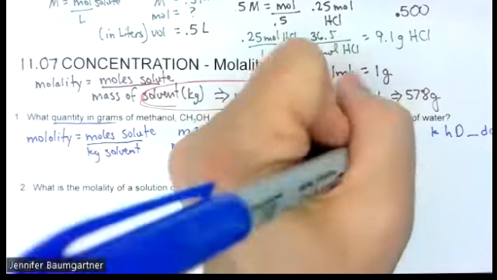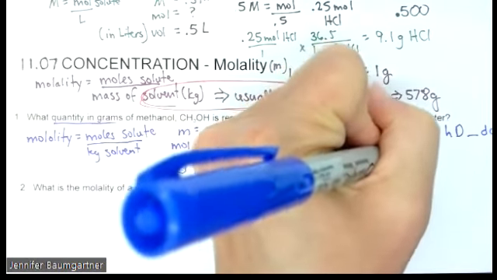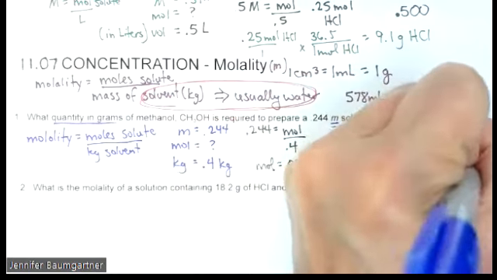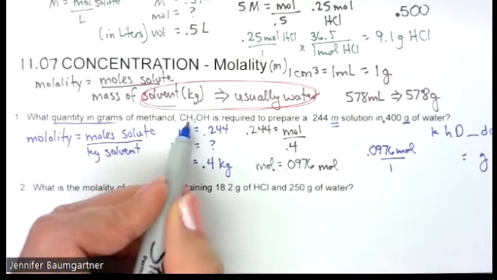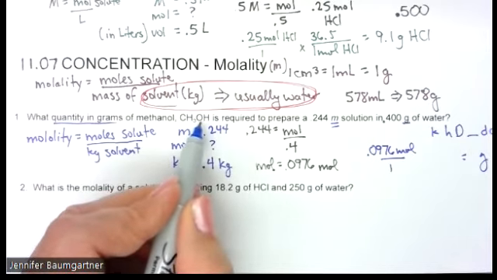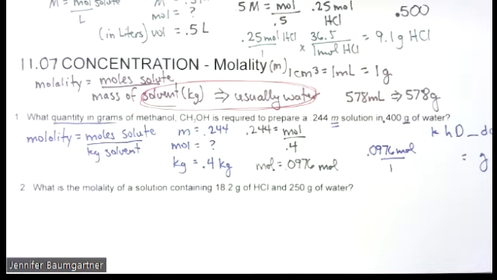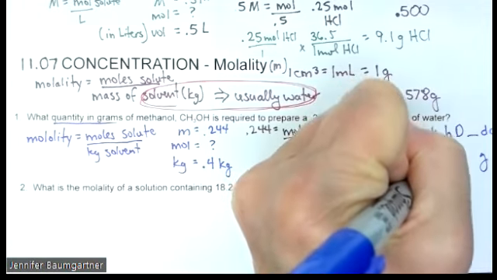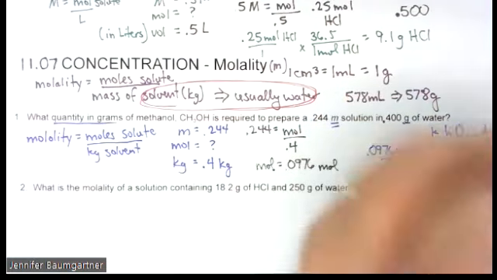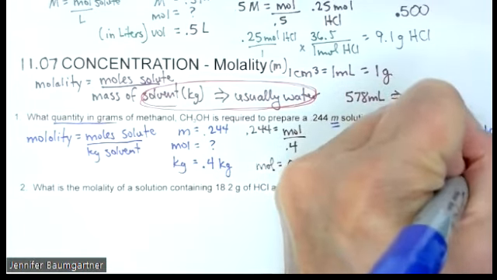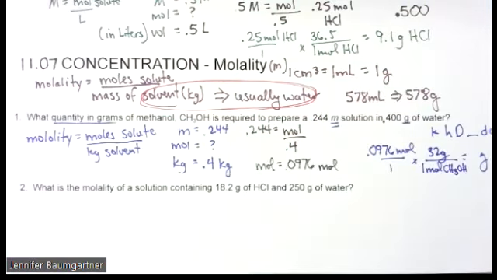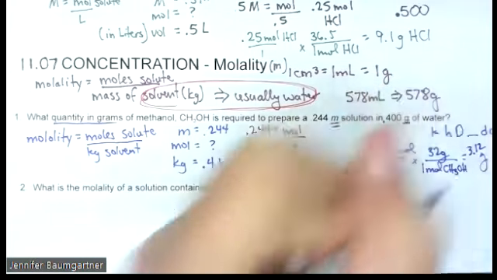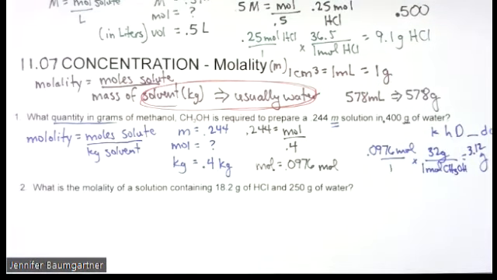So I'm going to start out with 0.0976 moles. I'm going to put that over 1, and I want to go to grams. So I'm going to need molar mass. Carbon is 12, hydrogen is 13, 14, 15, 16, and then oxygen is going to be 16. So my molar mass is 32. So I have 1 mole of methanol, CH3OH, is 32 grams. And when I multiply, I get 3.12 grams of methanol. Right, next one's a sample problem.